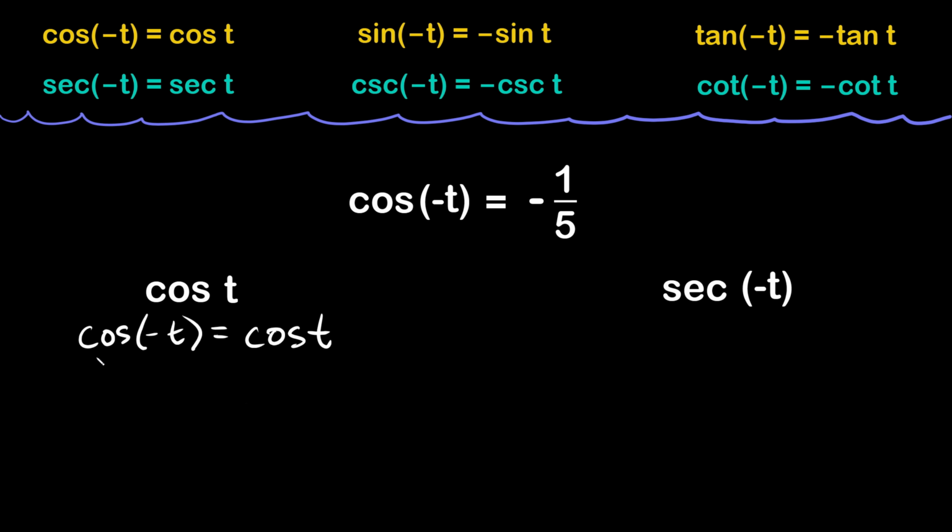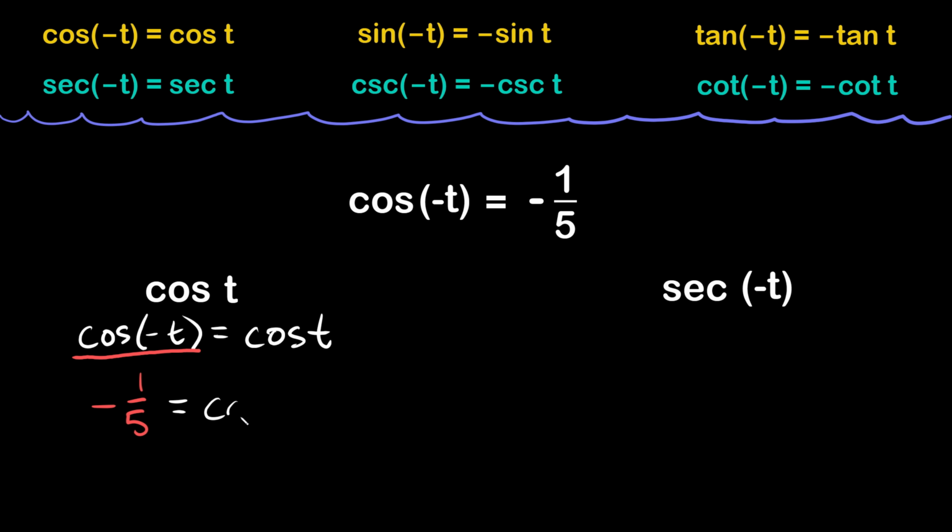In this case, we already know what the cosine of negative t is, because it literally tells us right here. It says that it's equal to -1/5. So let's plug in -1/5 right here for the cosine of negative t. And the identity tells us that this thing is equal to the cosine of t, which is exactly what we're looking for.